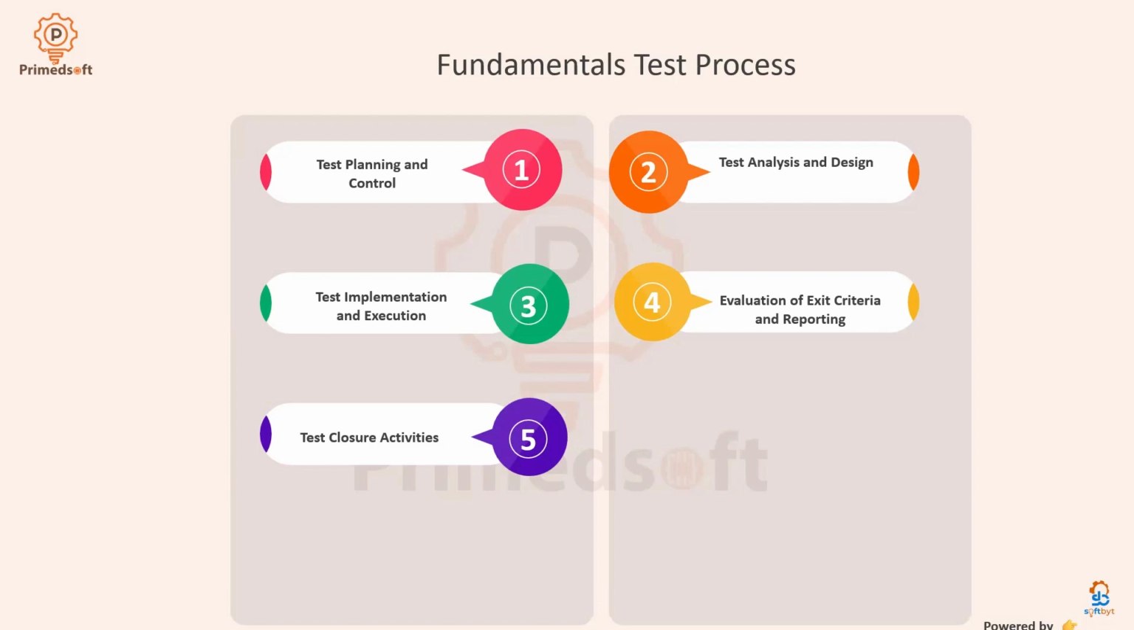This phase includes both manual and automated testing execution, and it aims to identify defects in the software. Right. So the next one is evaluation of exit criteria and reporting. The testing team assess whether the exit criteria defined in the test plan phase are met. Exit criteria typically include a certain level of test coverage, defect resolution, and overall quality. Testers then prepare test summary reports, which provide information about testing activity, test results, or any open issues.